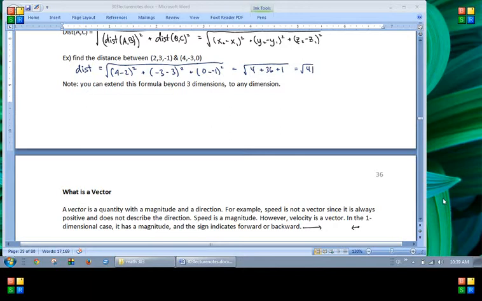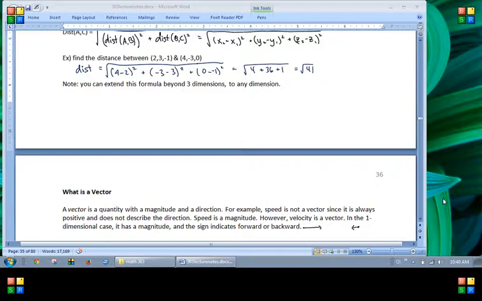What's a vector? So in the basic sense, a vector is a quantity with a magnitude and direction. But what does that mean? Well, I'll give you an example from the real world. Speed and velocity. So speed is not a vector. Speed is just always a positive number that gives you a sense of how fast you're going, regardless of what direction you might be going in. So speed is what's called a magnitude. Now velocity is a vector because it has both an amount and then also a direction.